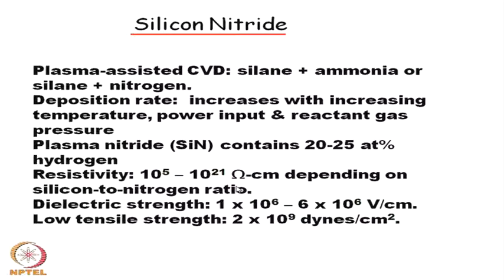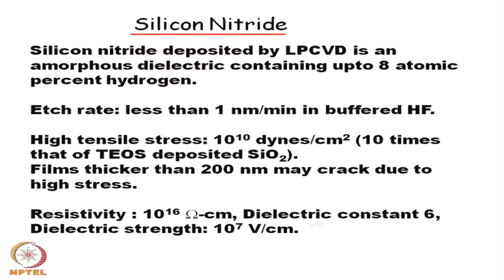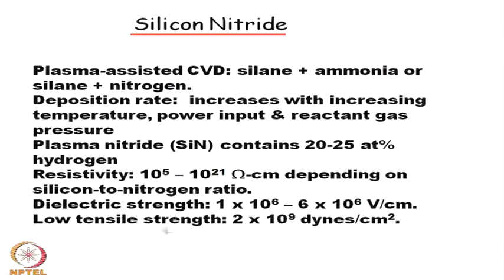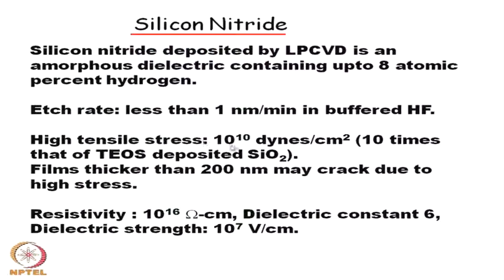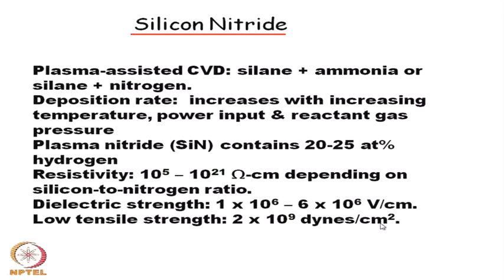So, if one makes the silicon to nitrogen ratio very high, then it will be very high, otherwise the value of the resistivity is not very good, 10 to the power 5. Then dielectric strength is 1 into 10 to the power 6 to 6 into 10 to the power 6 volt per centimeter. In case of silicon nitride, the dielectric strength is 10 to the power 7 volt per centimeter, and tensile strength, here it is 10 to the power 10 dynes per centimeter square, here it is 2 into 10 to the power 9 dynes per centimeter square.